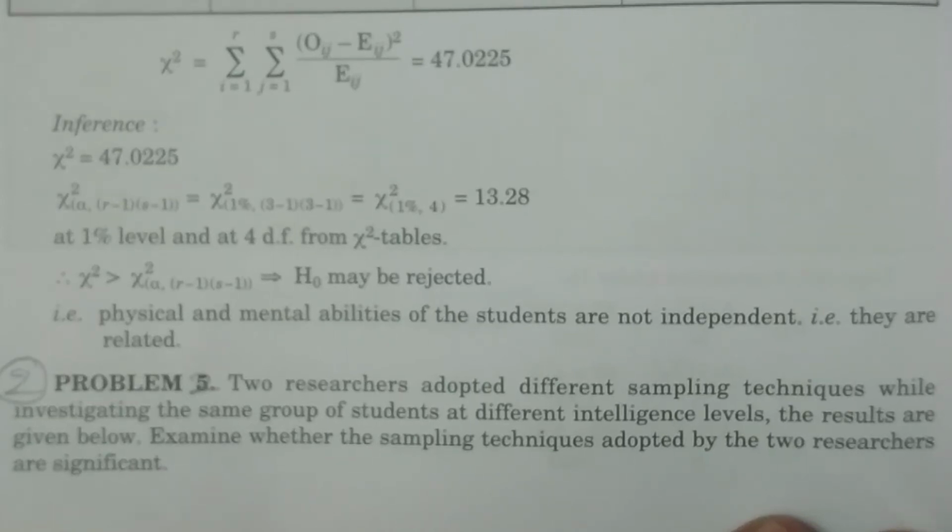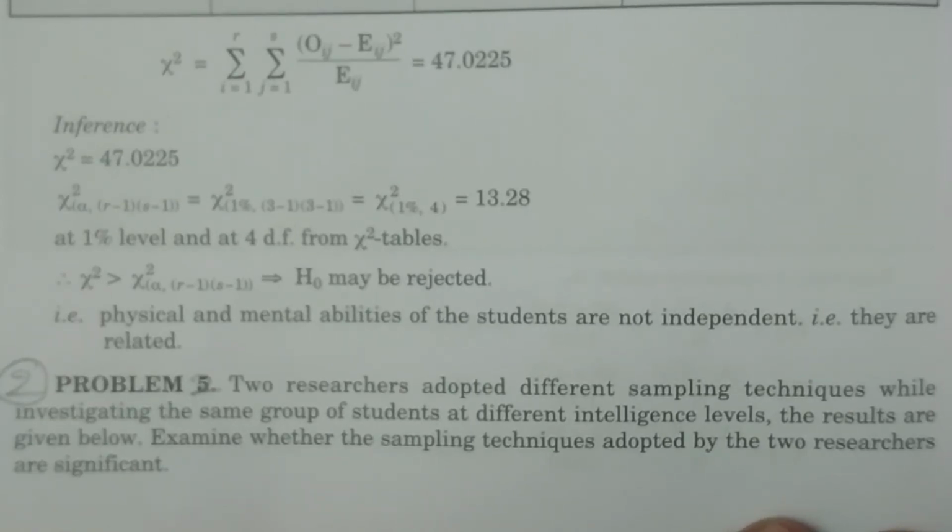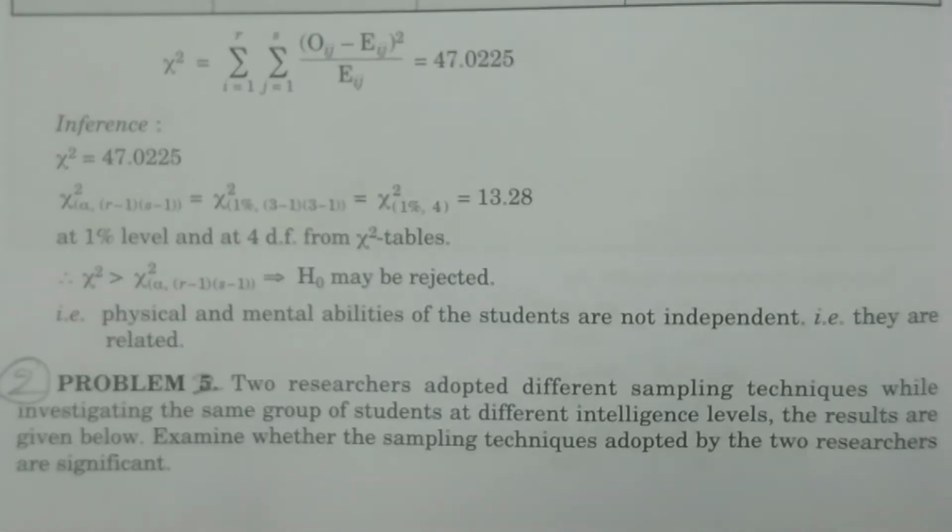BSc Statistics students. In this lesson, I explain one more problem on chi-square test for independence of attributes. This is also a small sample test, right? So you see the problem. Two researchers adopted different sampling techniques while investigating the same group of students at different intelligence levels. The results are given below. We see the results. Examine whether the sampling techniques adopted by the two researchers are significant. That is what you have to examine.